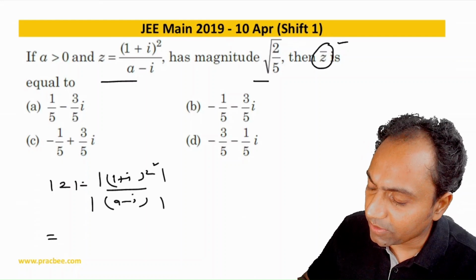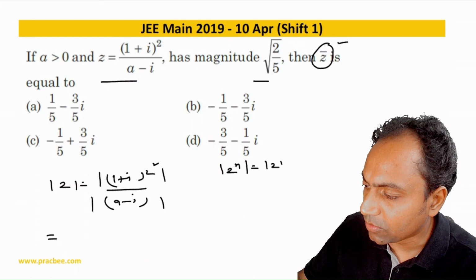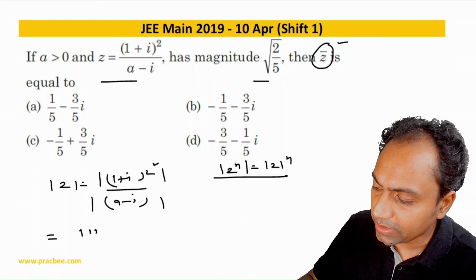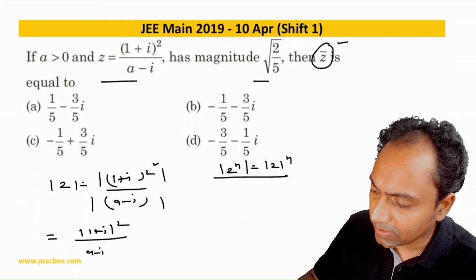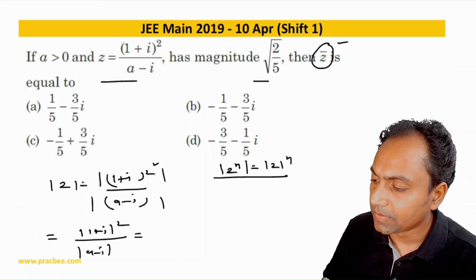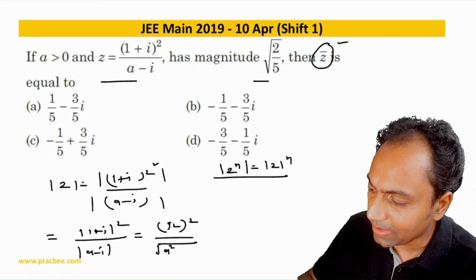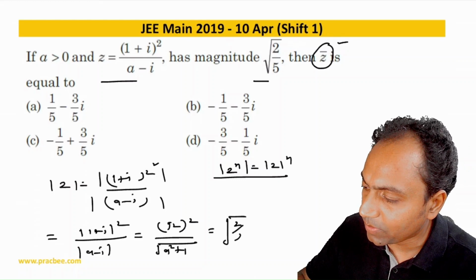And since it is a power, based on the property that mod of z raised to the power n is equal to mod of z raised to the power n, this square can be taken outside the mod sign. In the denominator also, it is mod of a minus i. If I apply it, the numerator becomes root 2 whole square. In the denominator, it becomes root of a square plus 1. Now, this value is given as root of 2 by 5.